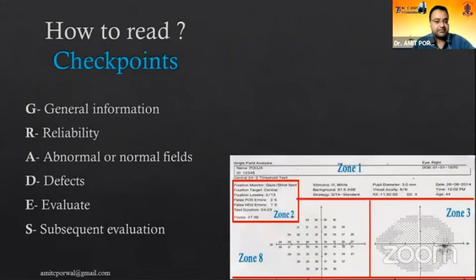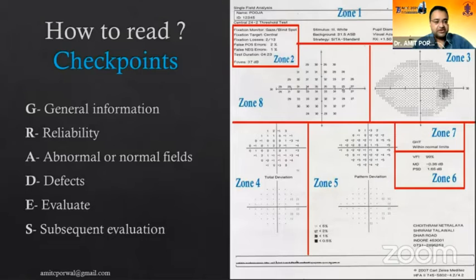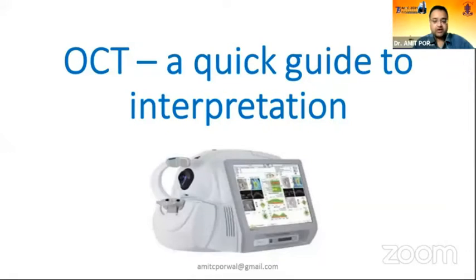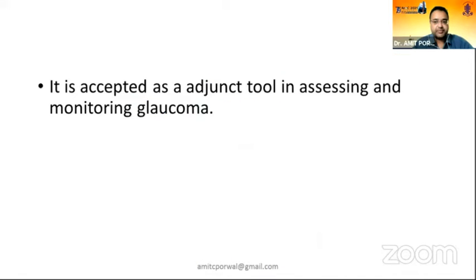So how to read the checkpoints? Basically, as I told you, we learn this mnemonic called GRADES. G is the general information. R is the reliability. A, look for the abnormal or normal fields. D, look for the defects. E, evaluate. And S is subsequent evaluation. So the reading of a normal Humphrey's printout can be made very easily if you divide the whole printout into the following zones. Now, coming to the next part of my talk, OCT, a quick guide to interpretation.